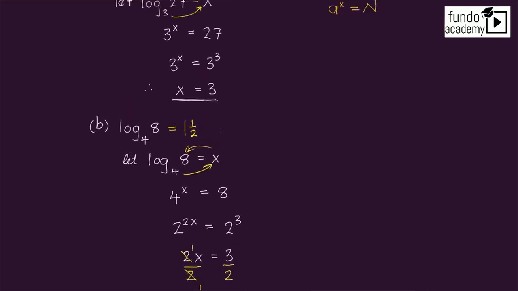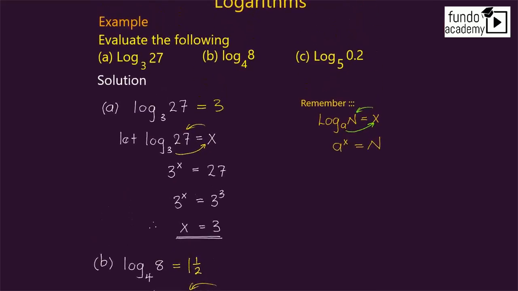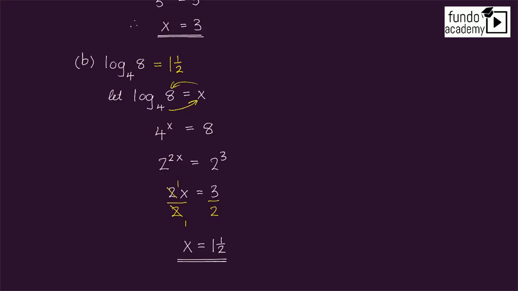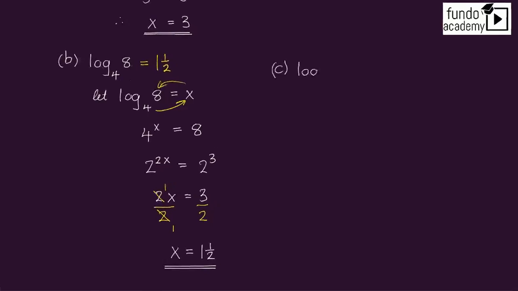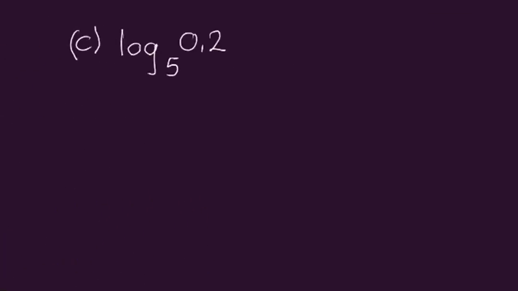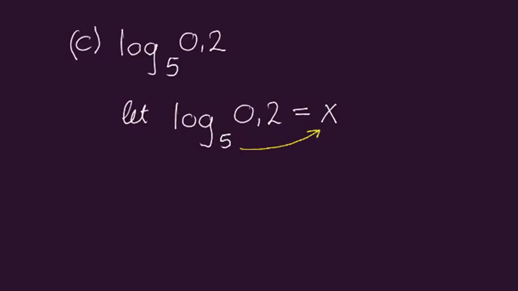Lastly, let's check out our part C. On C we have the logarithm to the base of 5 of 0.2. So let's work this one out. We do the same. Let the logarithm to the base of 5 of 0.2 be equal to an unknown like x. So in index form that will be 5 to the power of x is equal to the number 0.2.